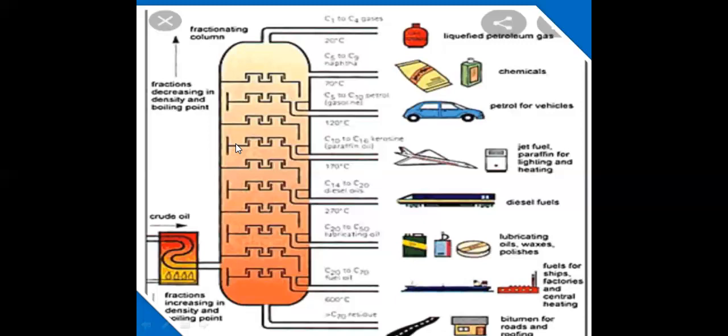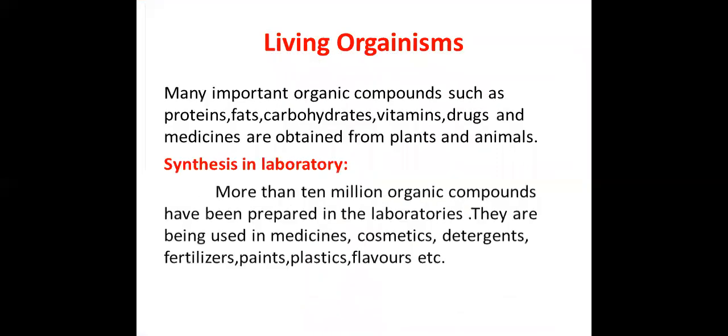this fractional distillation method. We can use this fractional distillation method not only for petroleum, but also for coal tar to get different fractions from coal tar, like benzene and derivatives of benzene. The next source of organic compounds is living organisms. So many important organic compounds such as proteins, fats, carbohydrates, vitamins, drugs, and medicines are obtained from plants and animals.